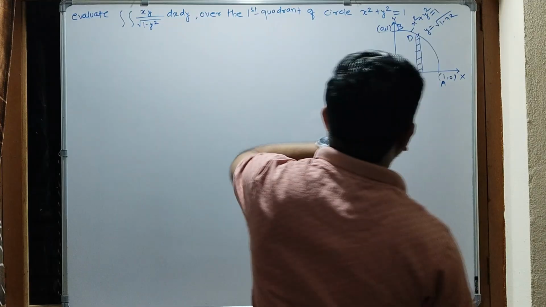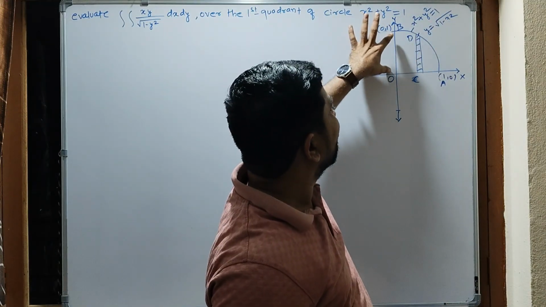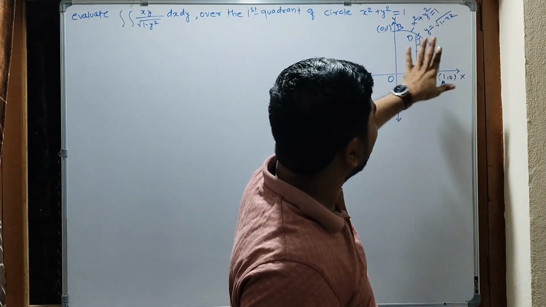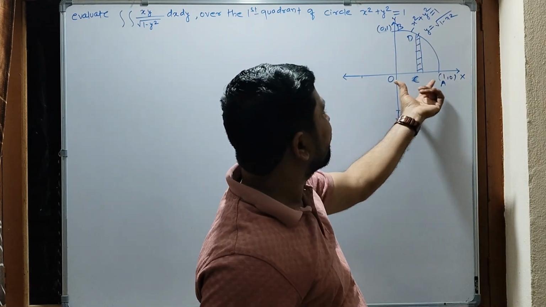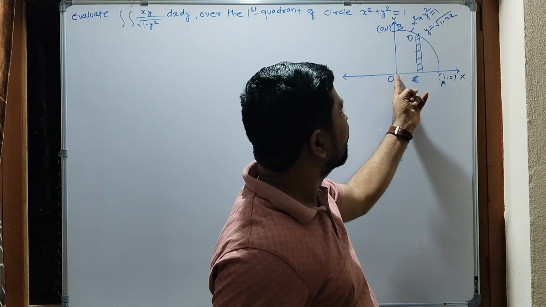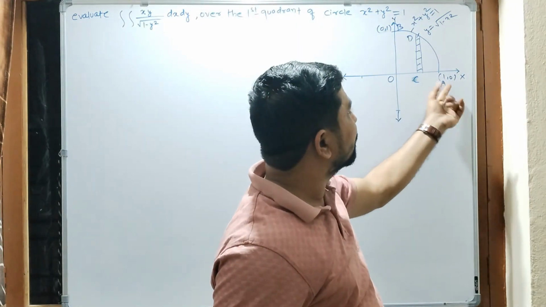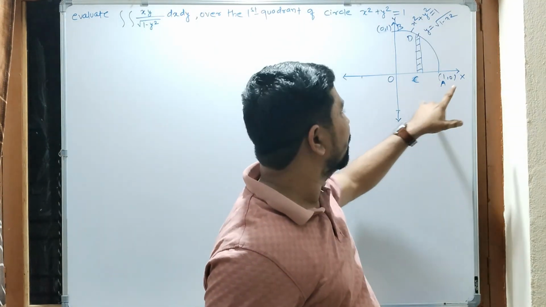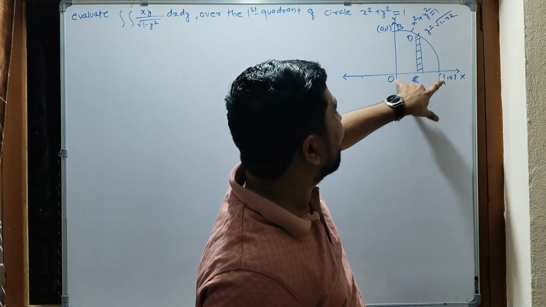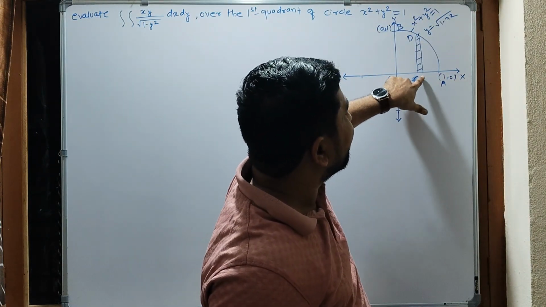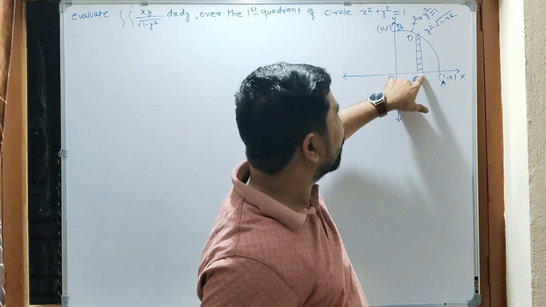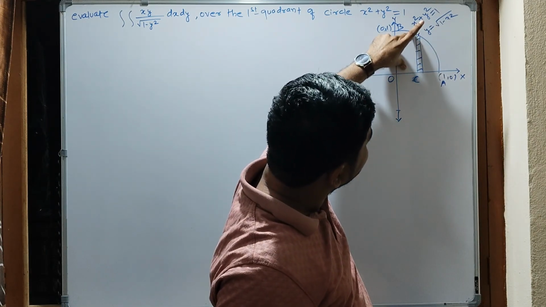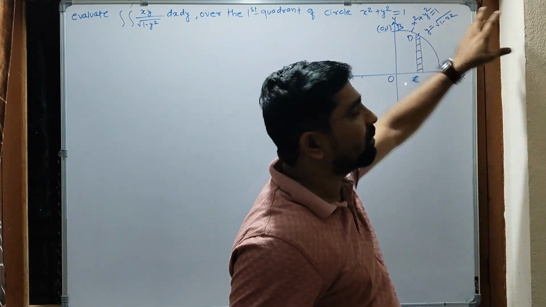Now I want this strip to cover the region from OB to this. So I will move this strip to cover the whole region from this point to this point. Along the x-axis, my strip moves from 0, 0 to 1, 0. At 0, 0 the x coordinate is 0 and at 1, 0 the x coordinate is 1. So the limits of x are 0 to 1, and the limits of y, the height along the y-axis, start from the x-axis, y equal to 0, and terminate on the circumference of the circle, where y equal to under root 1 minus x square.